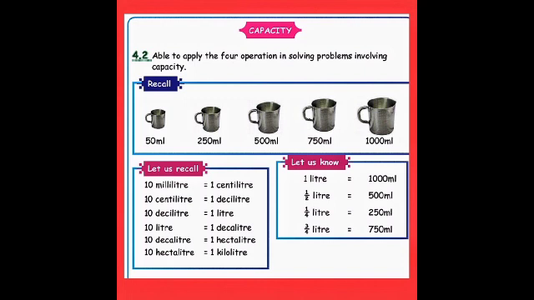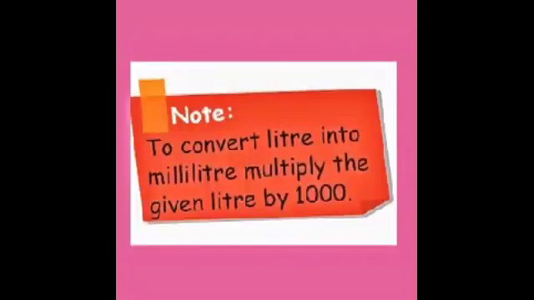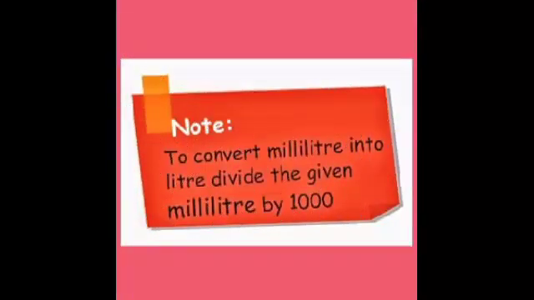Before that, you have to know about a note. What is meant by a note? A note means you can remember this, somewhere we will use it. That's all. So I'm telling the first note. To convert liter into milliliter, we multiply the given liter by 1000. The same way, to convert milliliter into liter, we divide the given milliliter by 1000. These are the two important notes we want to know.